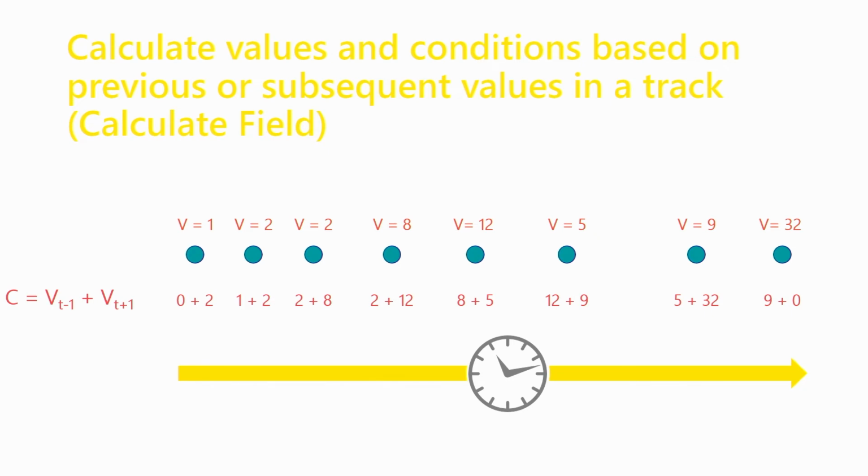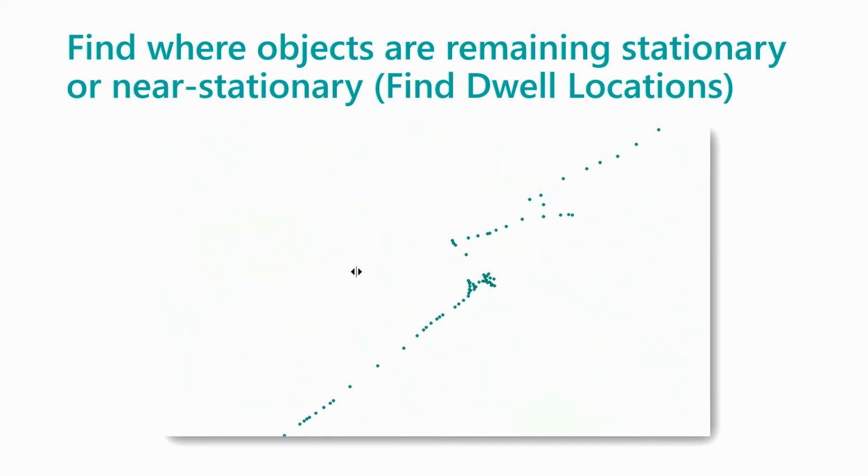The last one I have is our newest track tool, which is Find Dwell Locations. This was after gathering a whole bunch of user feedback, and we found that people are really interested in finding where objects are remaining stationary or near stationary. So here we have a track. I believe this is Uber point locations. It's traveled in the city. And we wanted to find out where they're dwelling, which in this case is probably idling or parked.